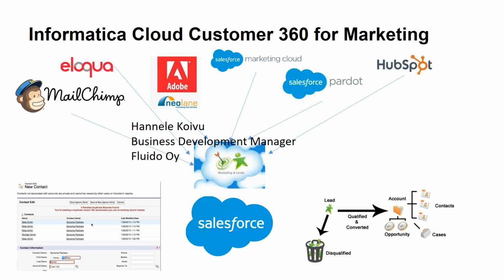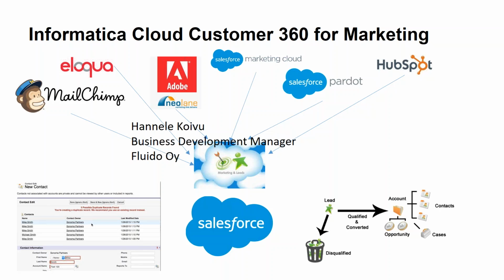The way we see Cloud Customer 360 at Fluido is specifically for marketing. Our customer use case is really about marketing. Our customers use a wide variety of different marketing automation tools. It really doesn't matter which tool we are talking about, from MailChimp to Marketing Cloud, ExactTarget, or from HubSpot to Eloqua. They all suffer from poor Salesforce data quality.